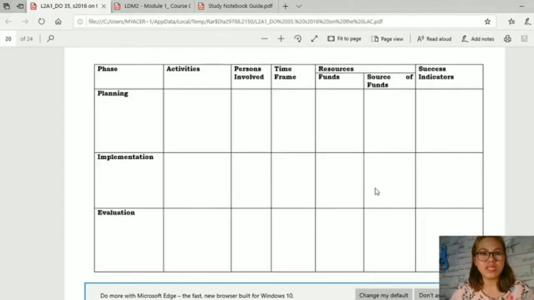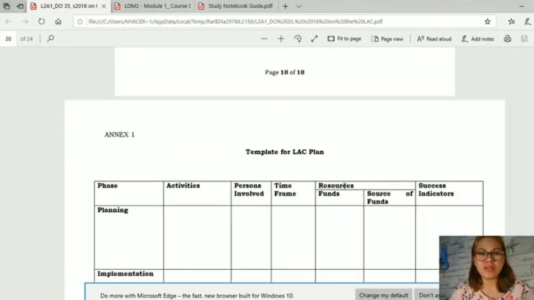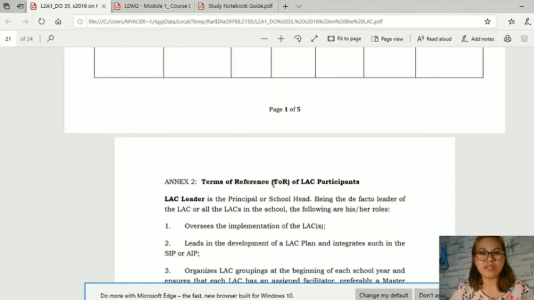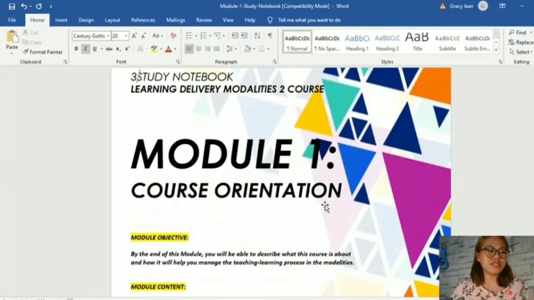Okay. This is the template for LAC plan. Ayan po. So, ang dami po. Ayan po dito. Terms and the LAC participants. Okay. Our main topic about how to make a study notebook, okay, in our learning delivery modalities 2 course. Okay. So let's have first module 1, meaning a course orientation.